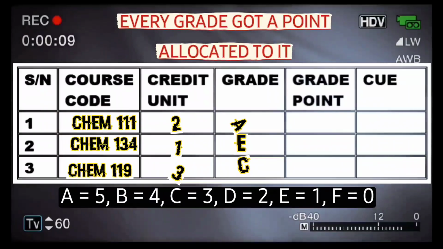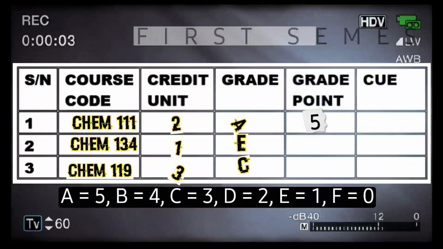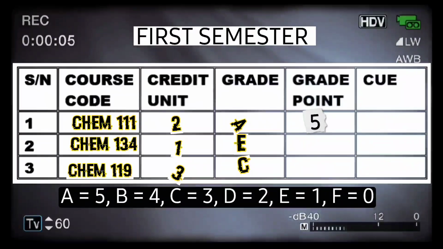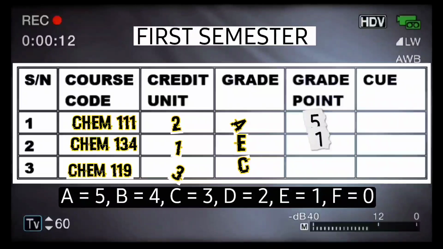So in your first semester, looking at Chem 111, 134, 119, you had A, E, and C. So the grade point for scoring an A in Chem 111 is 5. The grade point for scoring an E in Chem 134 is 1. And the grade point for scoring a C in Chem 119 is 3.